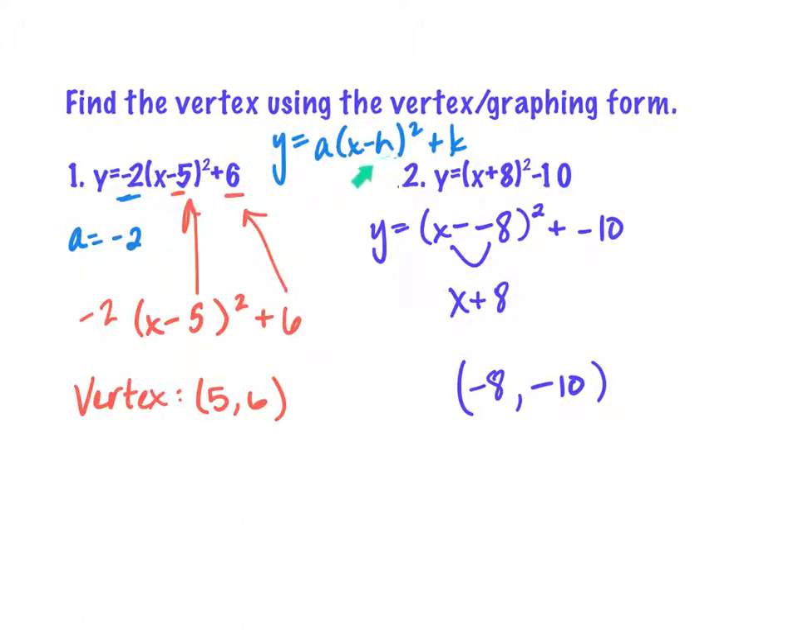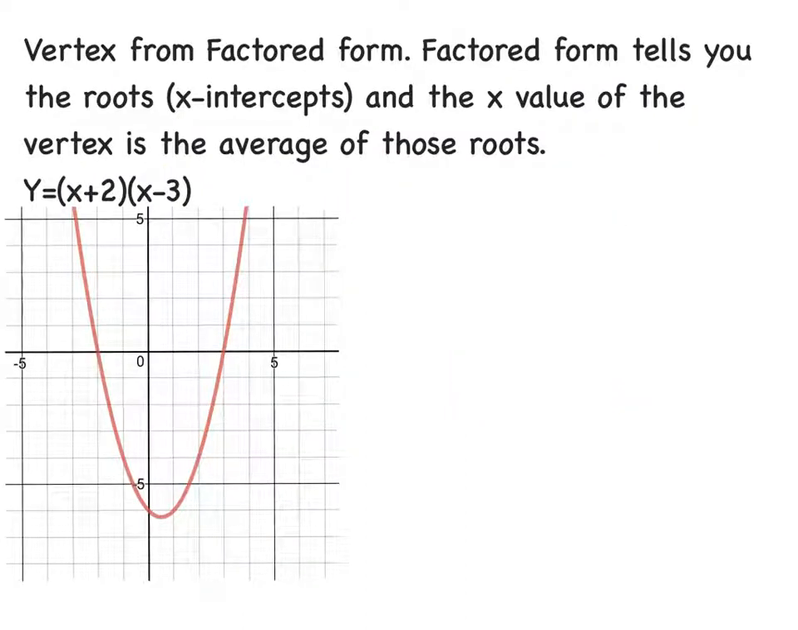But the h value, for a lot of people, confuses them because they forget that it kind of flips. If it's x minus something, that vertex has a positive x. If it's x plus something, that vertex has a negative x. So that is the vertex form. Hopefully I didn't make that more confusing than it needed to be.